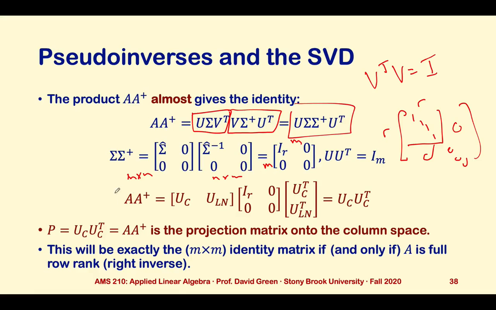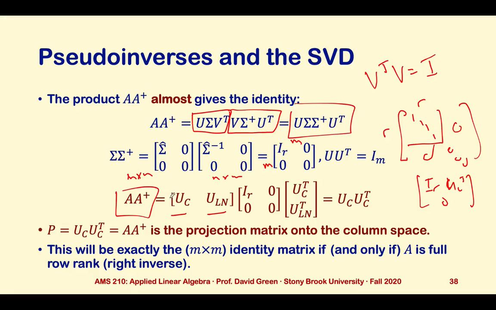We can take this in another approach. A times A plus should be U times sigma sigma plus U transpose. Let's plug this in. U can be described as UC and then ULN, the column space piece, the left null space piece, multiplied by this block matrix with an identity block and all other zeros, multiplied by the transpose of this same vector. IR times UC transpose gives us just UC transpose plus 0. So that leaves us with IR. This first product leaves us with IR UC transpose, and then zeros.